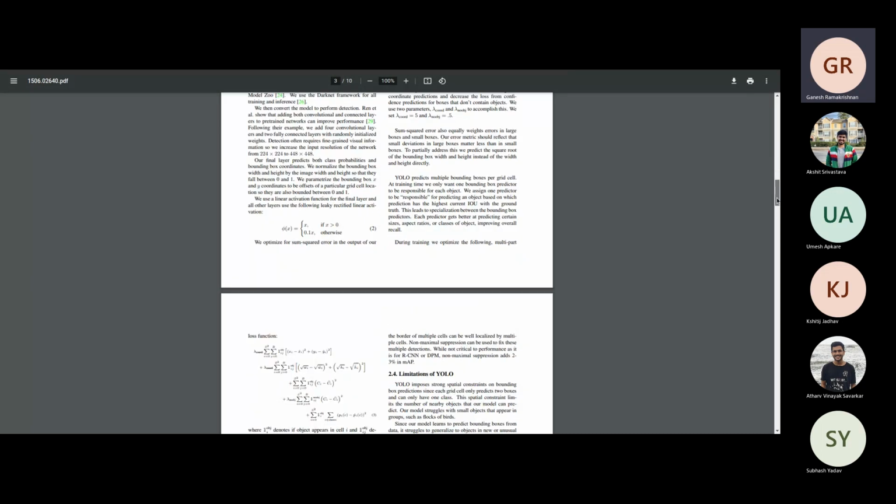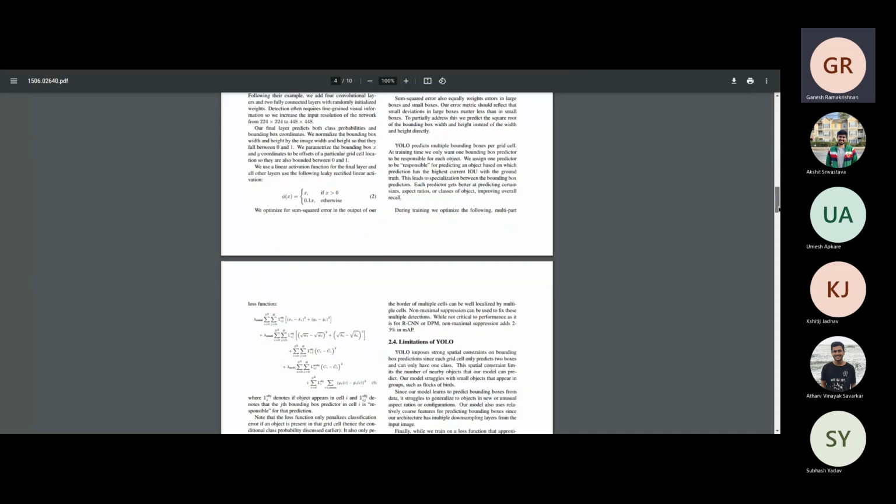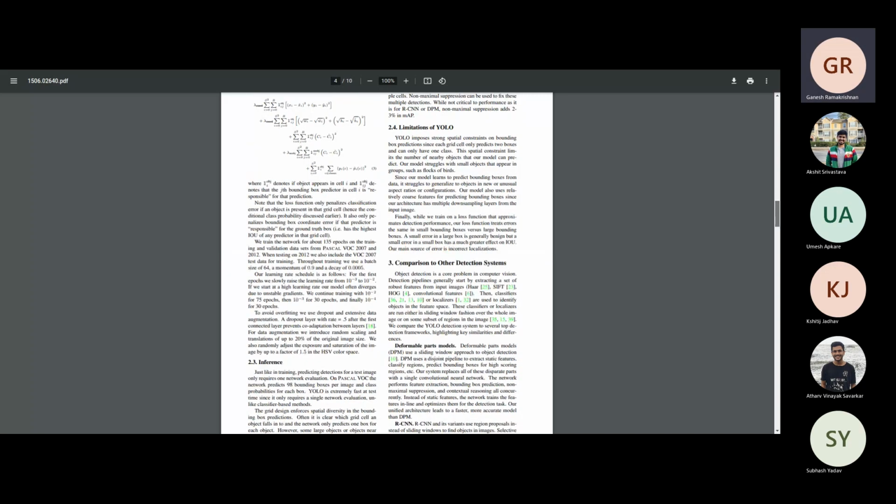Yeah, we can go down. Yes, multi-part optimization objective. Yeah, can you enlarge it a bit?